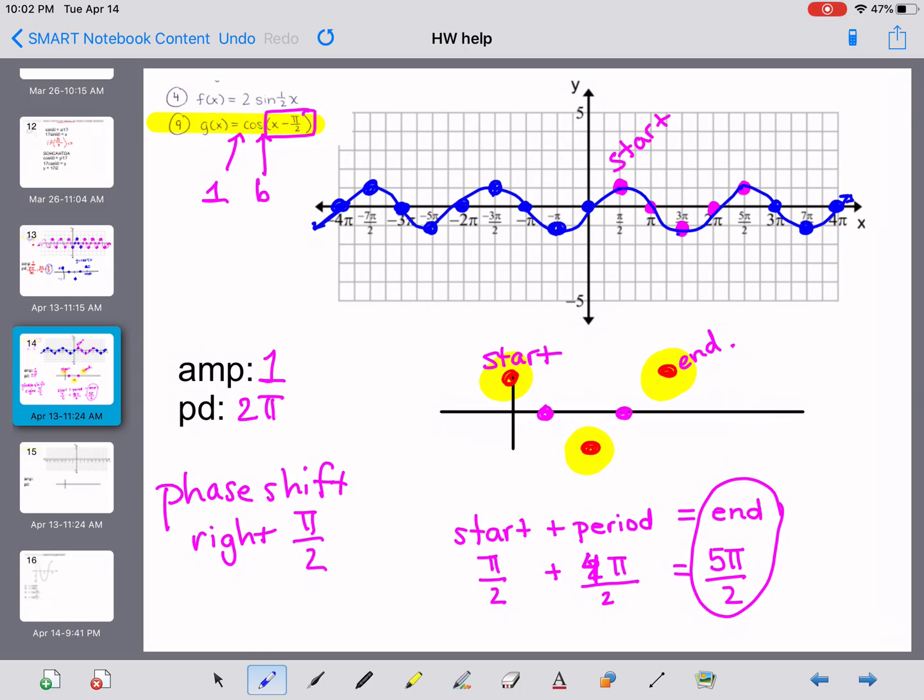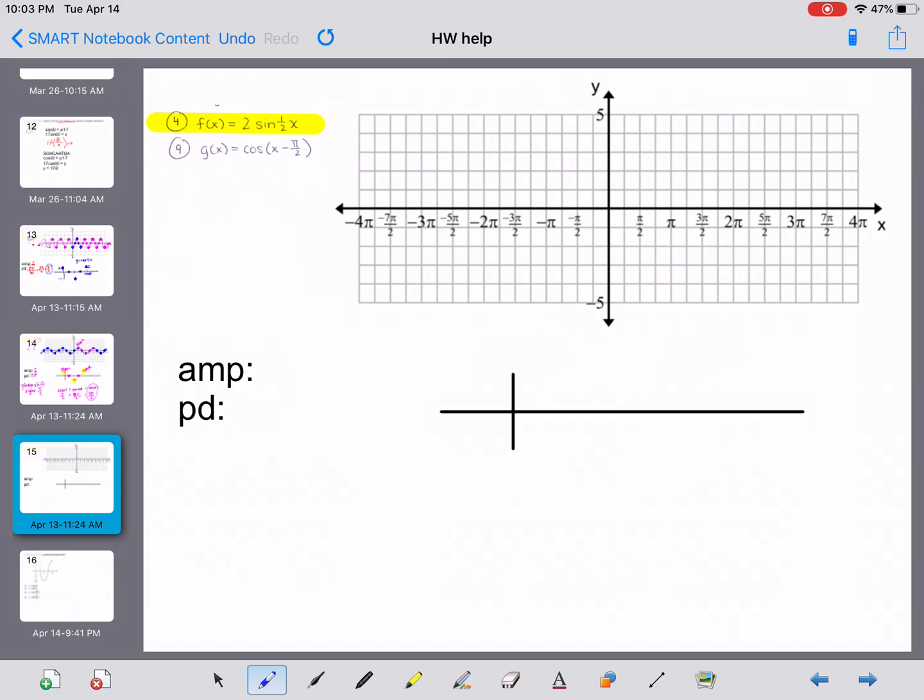All right, next. Number 4. Number 4 is a sine graph. So sine starts at 0, 0. It ends on the x-axis. Its midpoint is the x-axis. The first midpoint goes up to the max. The second midpoint goes down to the minimum. Those are your 5 critical points.